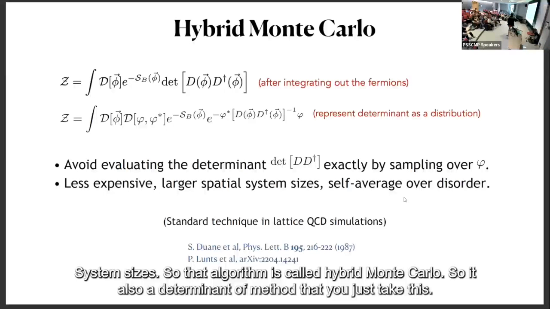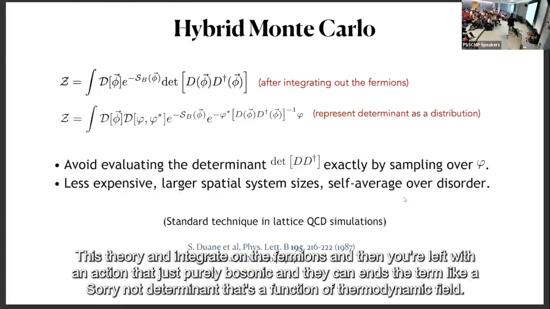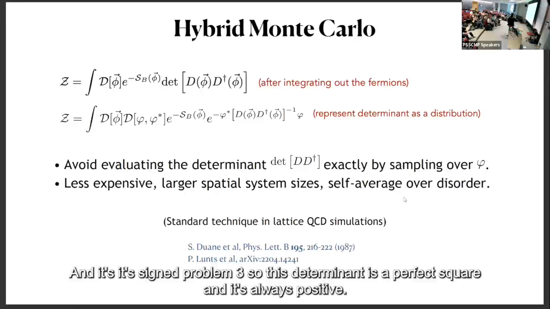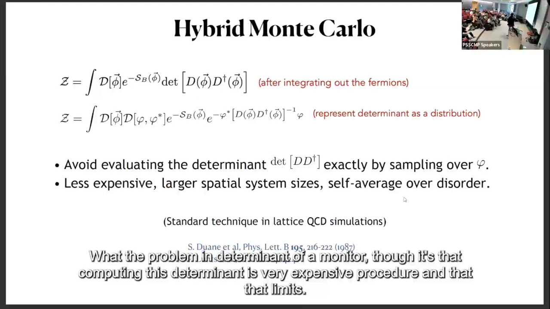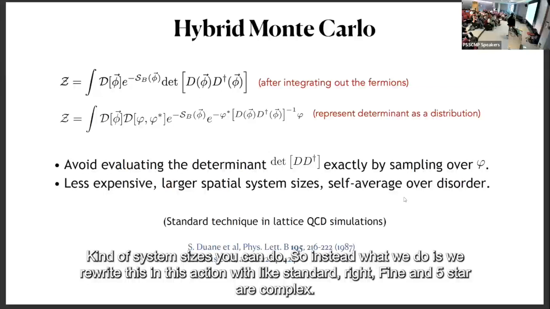So it's also a determinantal method: you take this theory and integrate out the fermions, and you're left with an action that is purely bosonic, and it contains a term that is a fermion determinant, a function of your bosonic field. It's sign problem free, so this determinant is a perfect square and it's always positive. But the problem in determinantal Monte Carlo is that computing this determinant is a very expensive procedure, and that limits the kind of system sizes you can do.